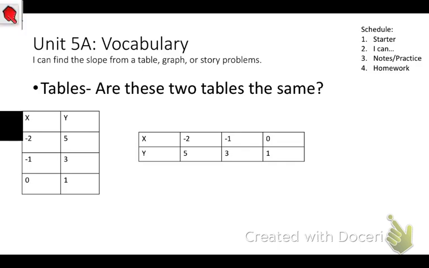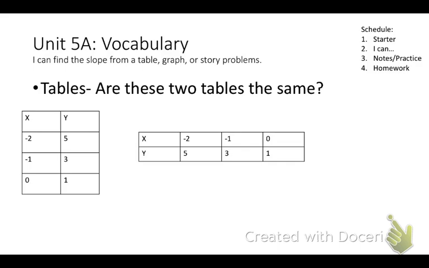All right, well, let's look down here. My first one is -2 for my X. Well, I come over to my X and it says -2. Well, -2's Y value is 5. Wait a second, so far they're exactly the same. Well, -1, 3, -1, 3, 0, 1, and 0, 1. So these are identical. What is the difference about these? The only difference is how they are set up.